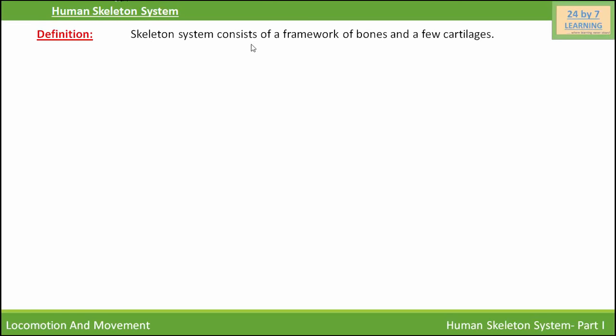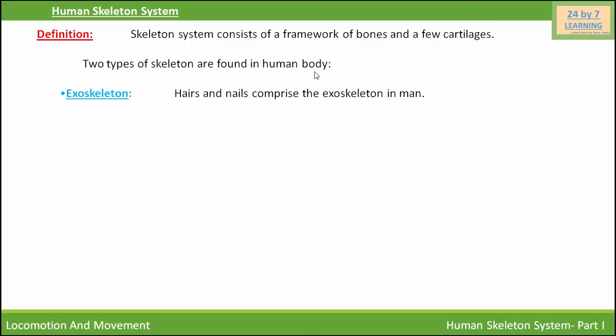The human skeleton system consists of a framework of bones and a few cartilages. The skeleton system is responsible for the movement or locomotion of various body parts. Two types of skeleton system are found in the human body. Number one is exoskeleton and second is endoskeleton.